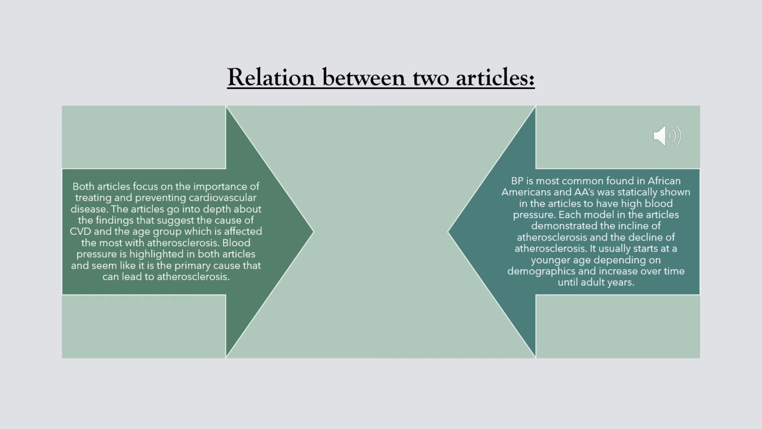Blood pressure is highlighted in both articles and seems like it is the primary cause that can lead to atherosclerosis. BP is most commonly found in African Americans, and African Americans were statistically shown in the articles to have the highest blood pressure. Each model in the articles demonstrated the incline of atherosclerosis and the decline of atherosclerosis. It usually starts at a younger age depending on the demographics and increases over time until adult years.